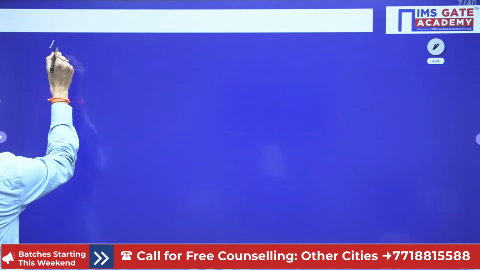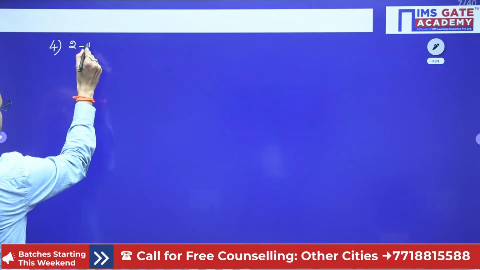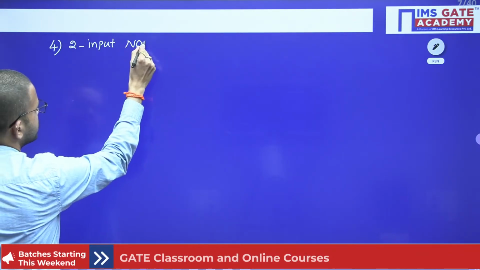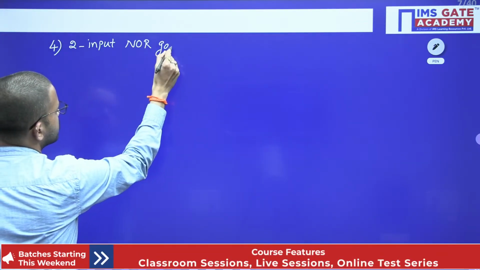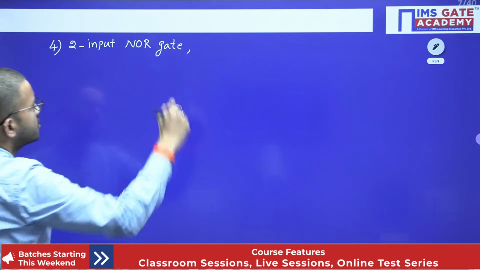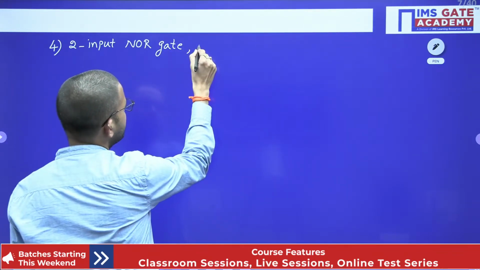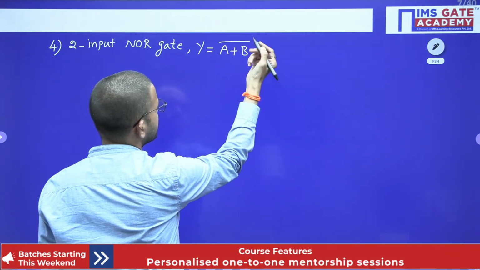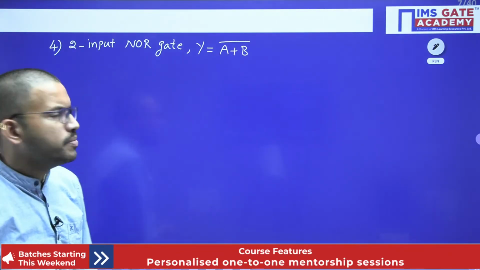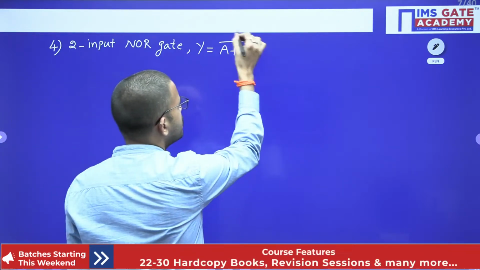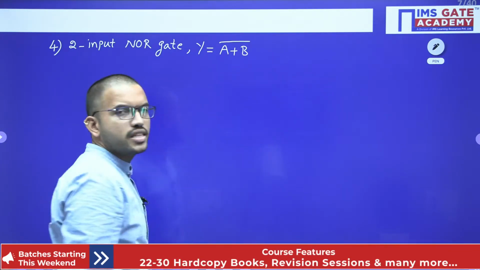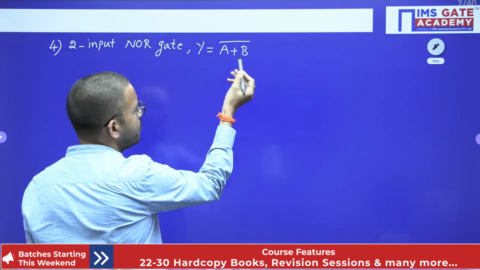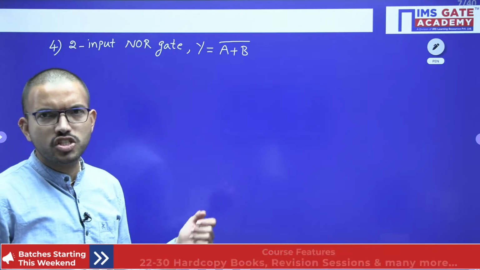Next one, 2-input NOR gate. Here the output you will get is A plus B whole bar. Regarding the complement version, there is no issue. Here you are having 2 variables A and B, that means we require 2 NMOS transistors.